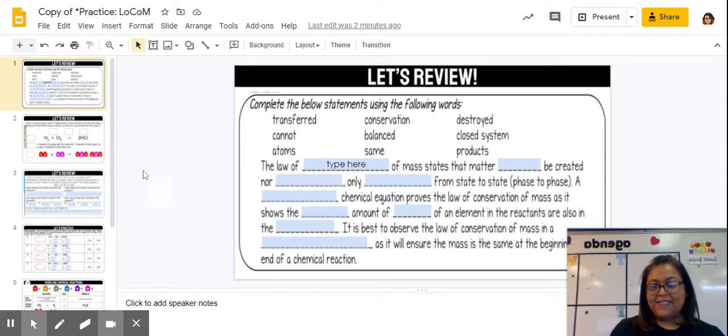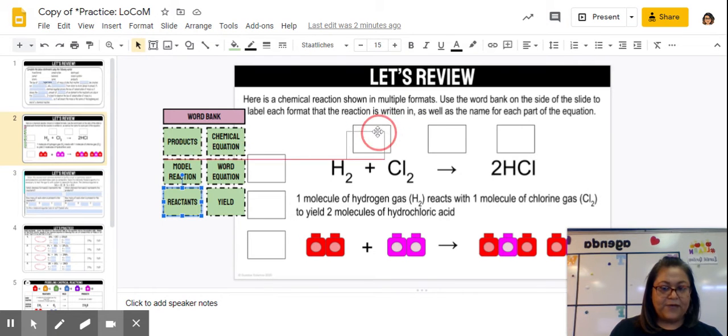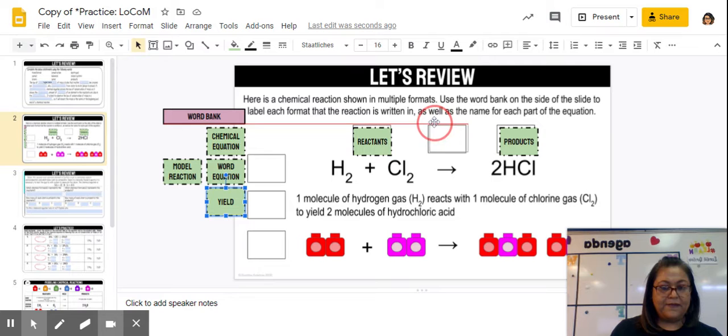Okay, so on the second slide, you're doing some drag and drop here. Looking at these, above the H2 and the Cl2, this part of the equation is known as the reactants, right? And that means that that side is the product. And this is above the arrow, and the arrow is a yield symbol. And then you would drag the other words.